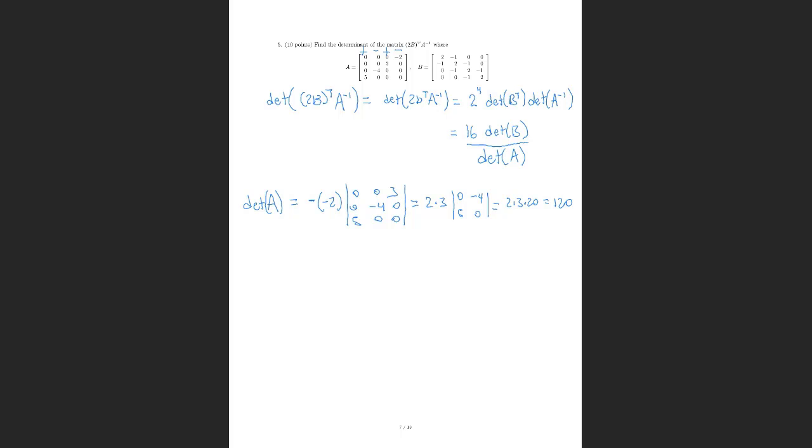And then just real quickly getting the determinant of B. Again, let's just do a little bit of cofactor expansion. So expanding along the first row will give us 2 times, and then we have this remaining 3 by 3. And then minus -1, so plus. And then we'll have this for the remaining 3 by 3.